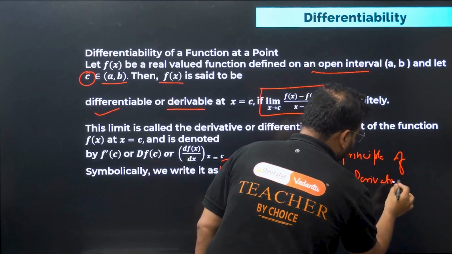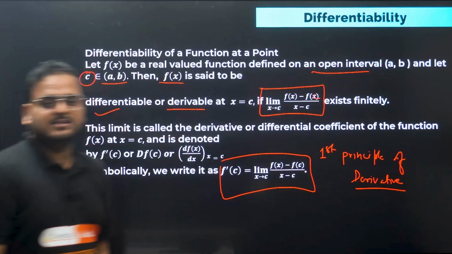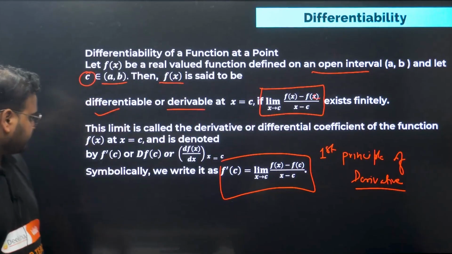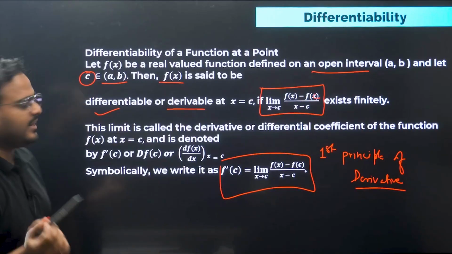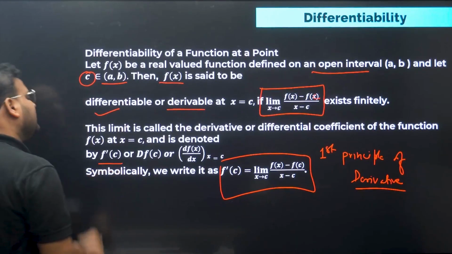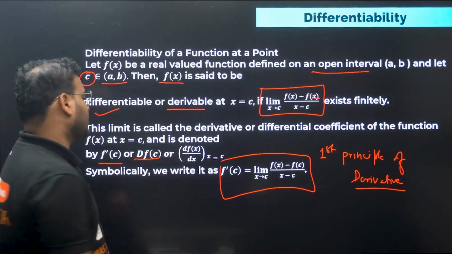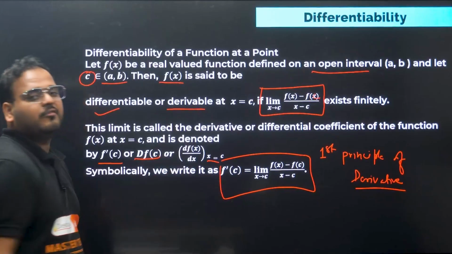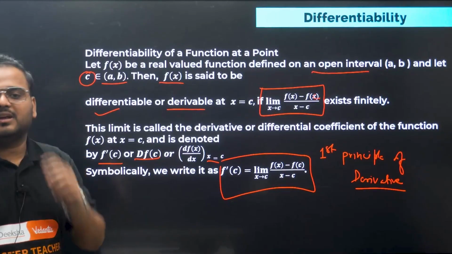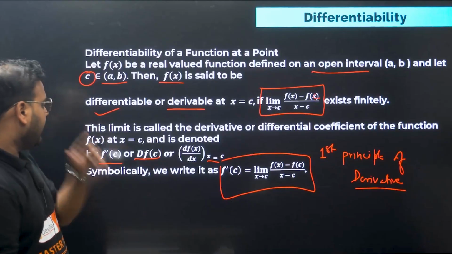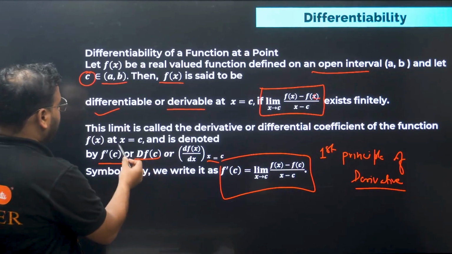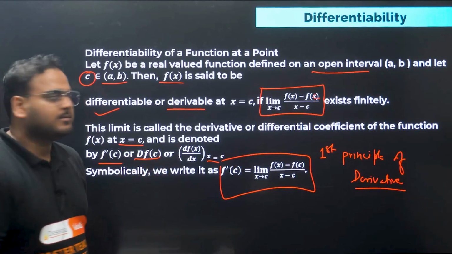I hope this is clear. We represent it either as f dash of c, or d of f(x) by dx at x equals c. This is a different way of writing down the derivative of a given function f at the point x equals c. This is clear. Let's move on.